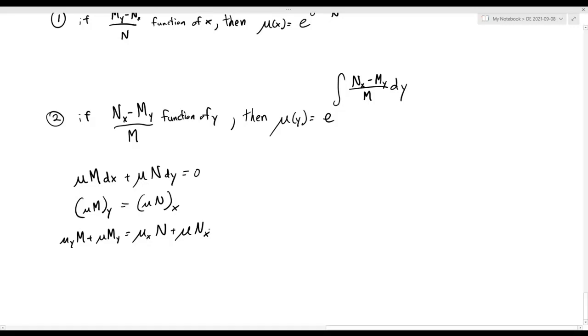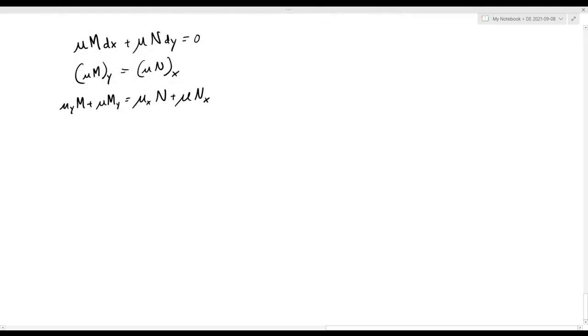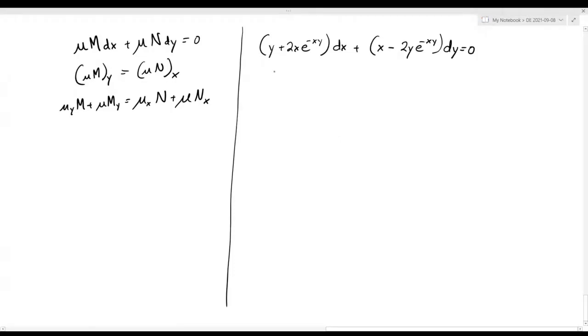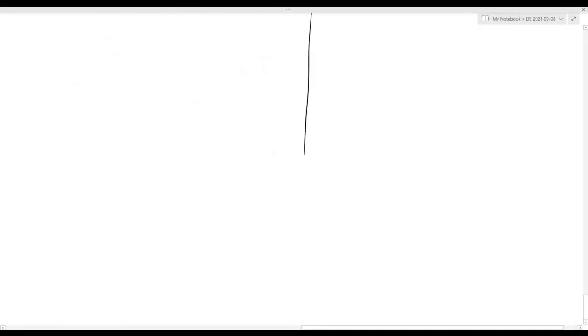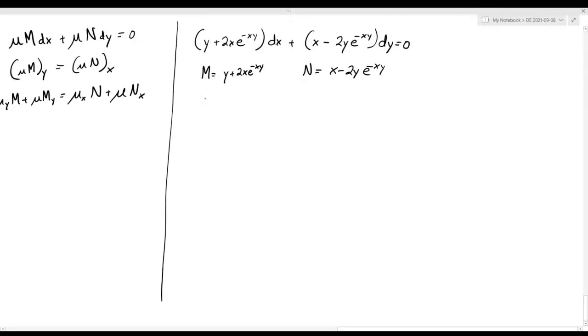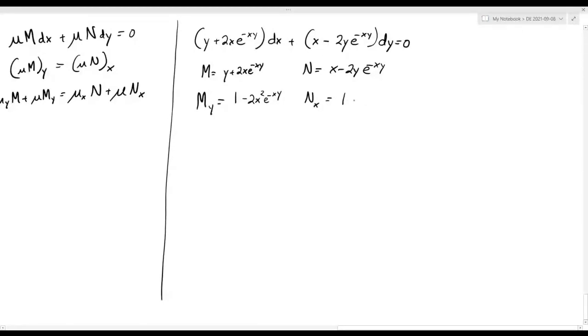So let's do an example where I tell you that there's an integrating factor, and it's a function of something novel, like say x times y. So let's look at this differential equation. Now this differential equation is not exact. M is what multiplies dx, N is what multiplies dy. Differentiate M with respect to y, differentiate N with respect to x. So these are not equal, right? It's not exact.